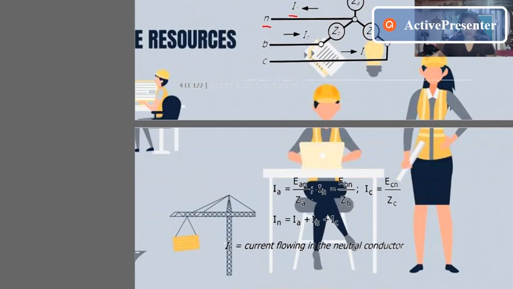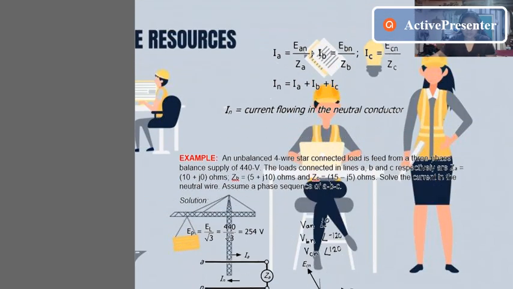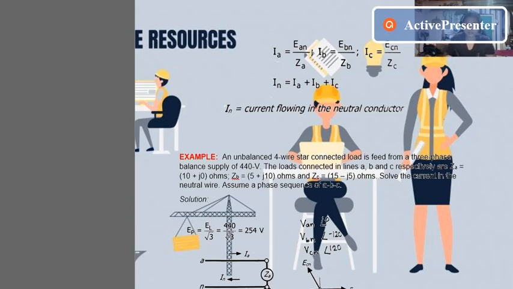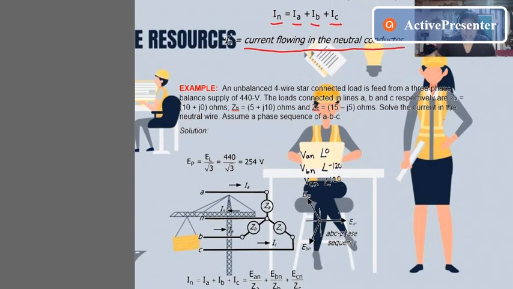So for our formula for unbalanced Y-connected load, if we have a neutral point, we have IA is equal to EAN over ZA, and solving for IB, EBN over ZB, and for IC is ECN divided by ZC. So solving for IN, or the current flowing in the neutral conductor, we just need to add all the currents that were solved. So let's apply it in an example.